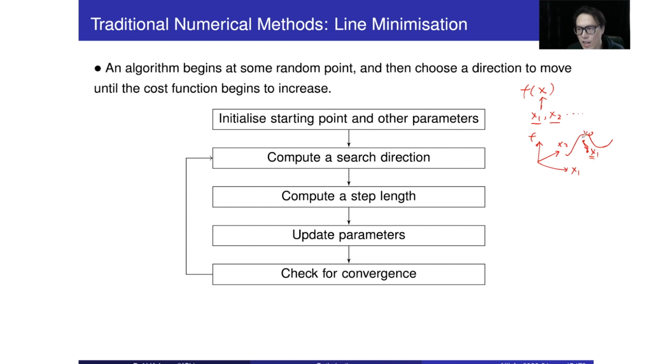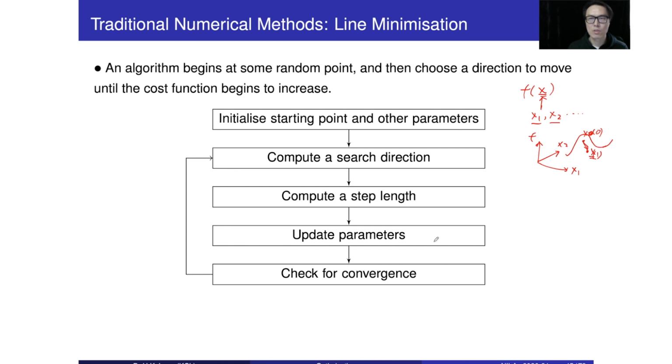Note that this x is a vector x. This x1, x2 are components in x, and for x0, x1, I'm going to use a bracket instead of a subscript to avoid confusion. So this is x bracket 0, and then in the next iteration we jump to 1, and then we go to this point, check for convergence.